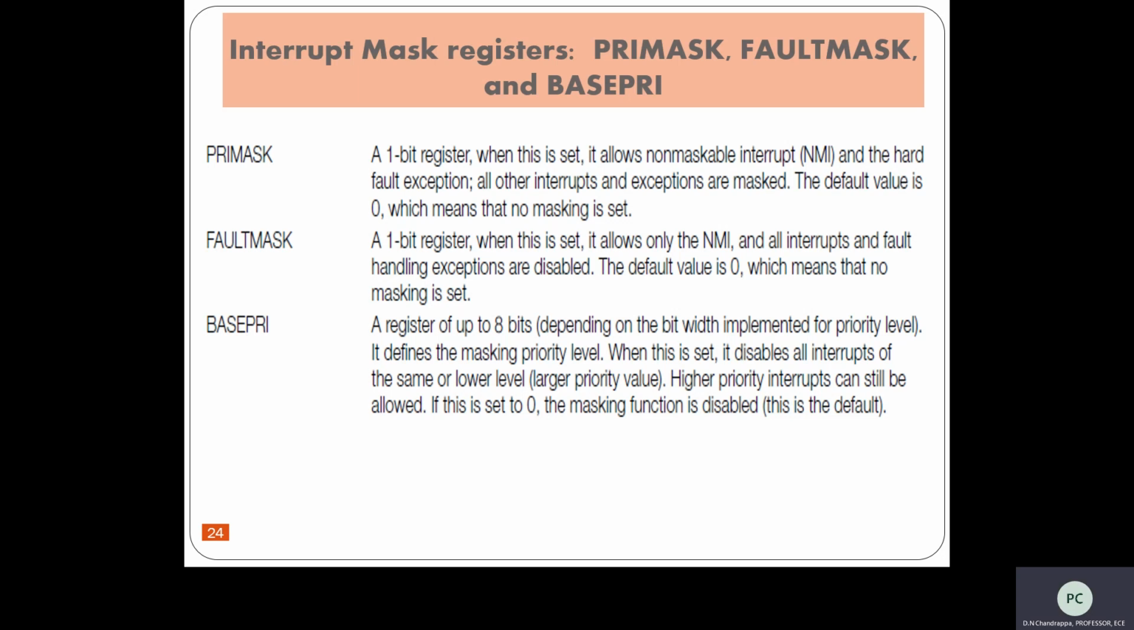And the last one from the interrupt mask registers is BASEPRI. This register is up to 8 bits, and it defines the masking priority level. When this is set, it disables all the interrupts of the same or lower priority level. Higher level interrupts are still allowed. If it is set to 0, the masking function is disabled. These are the functions of the interrupt mask registers.